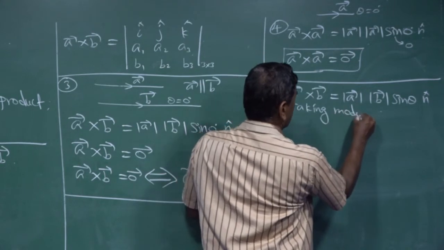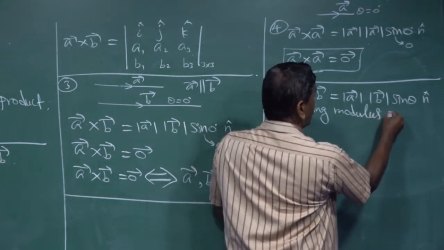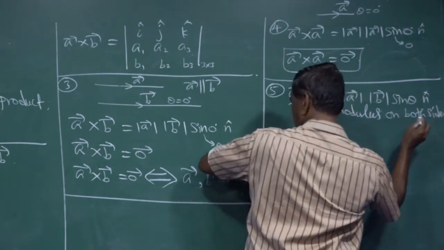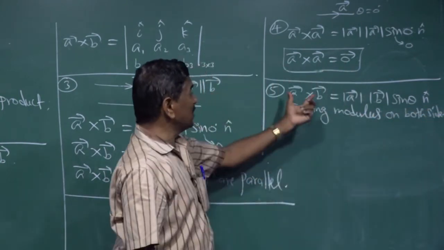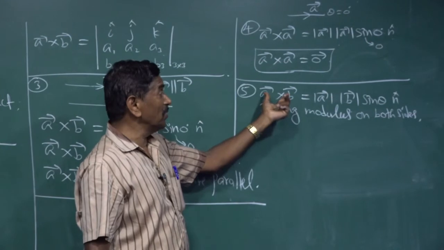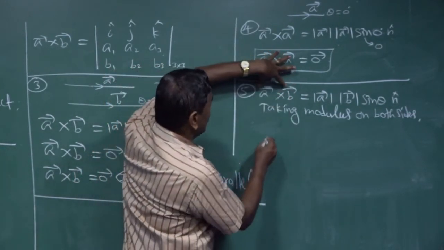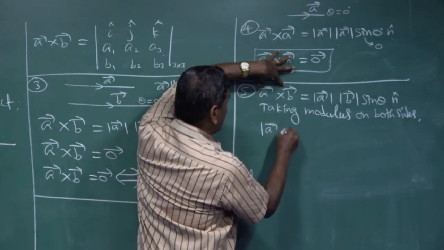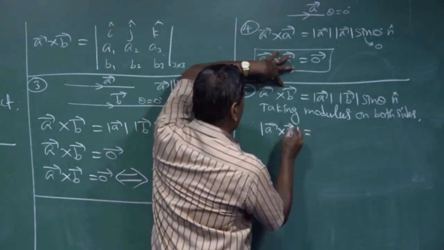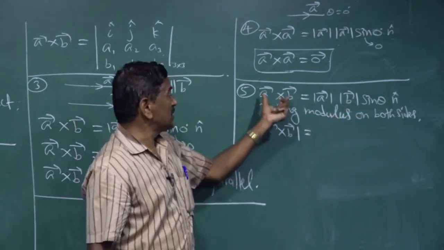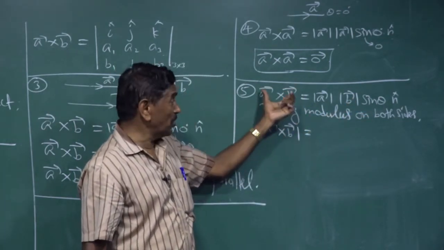Taking modulus on both sides. What is the left hand side modulus? How to take modulus? Yes, the total modulus. That is modulus of A vector cross B vector. Taking modulus on both sides, for LHS, take the total modulus.